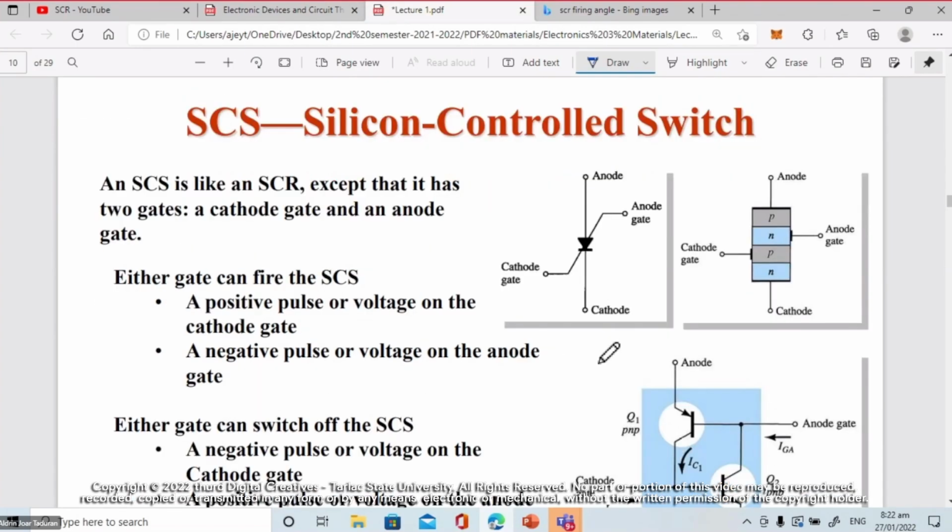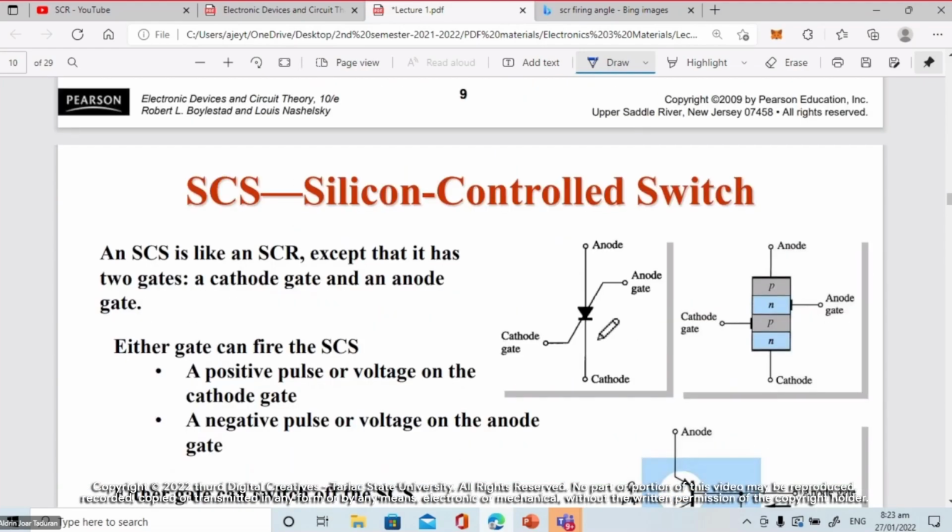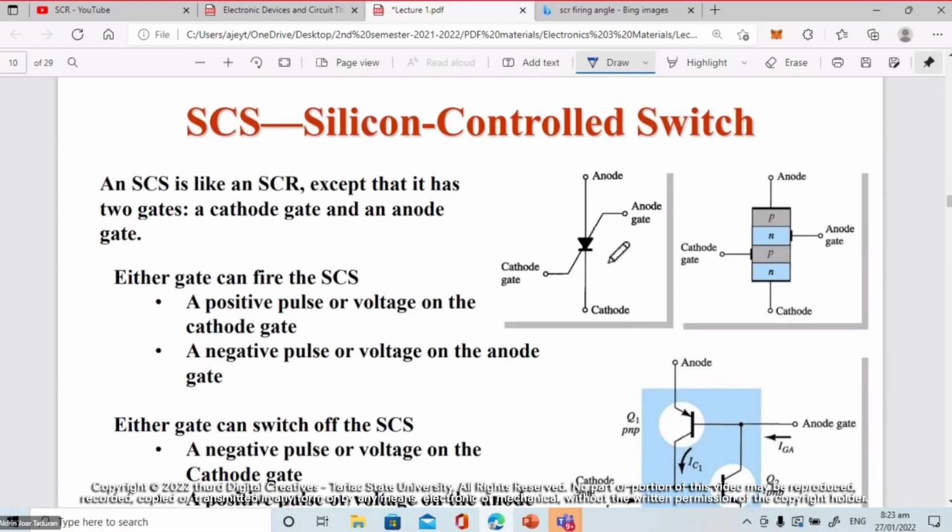Okay? Pero ang silicon control switch natin is a bilateral semiconductor. Ibig sabihin, can either operate at positive and negative cycle. So, hindi kaya gawin ng SCR nyo. Isang portion lang. Ito kaya nyo gawin. Dalawa, pwede siya mag-conduct. Okay? So, ito yung symbol ng silicon control switch. And then, ito naman yung basic construction niya. Okay?